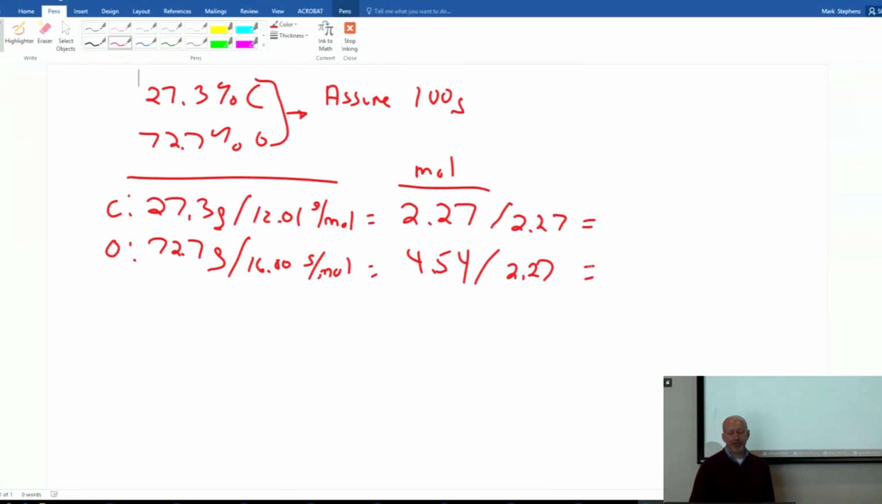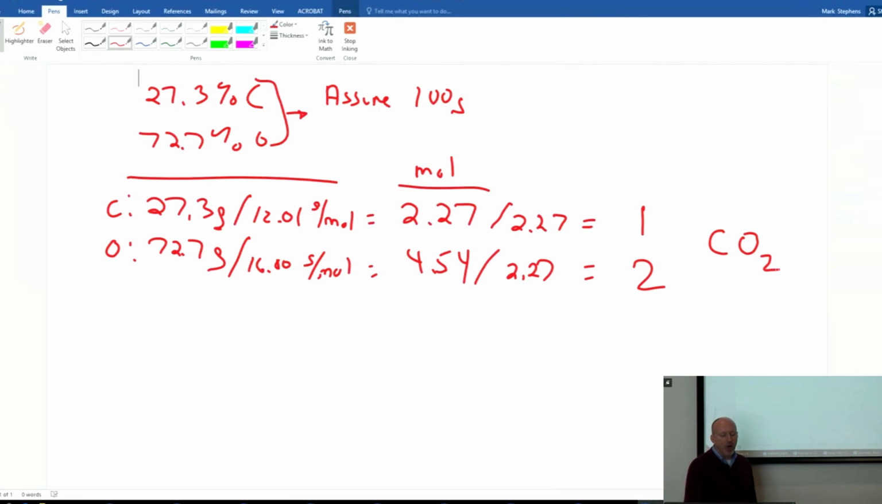So 2.27 divided by 2.27 gives me 1. So the proportion in carbon is 1 carbon. And now if I do the second calculation, 4.54 divided by 2.27, I'm getting 2. So the proportions of carbon and oxygen in this compound are 1 carbon to 2 oxygens. And so that tells me that the empirical formula is going to be CO2.